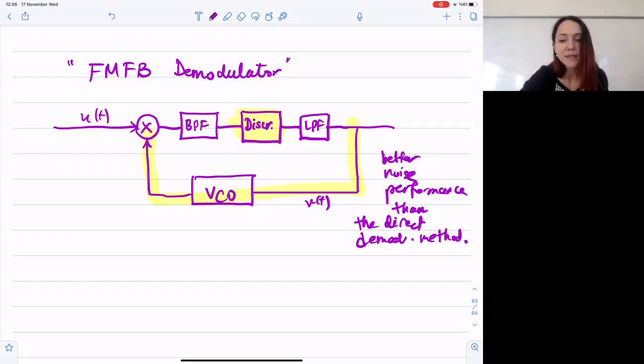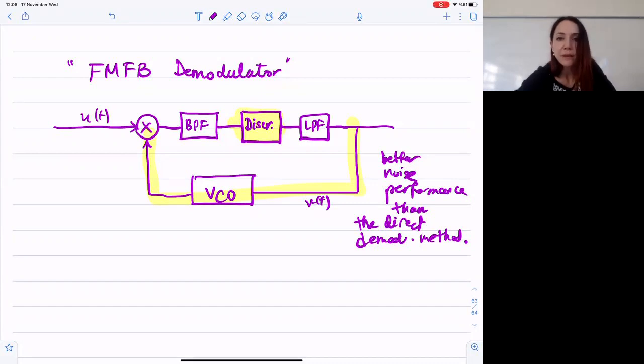You need a VCO, which means you need a sophisticated oscillator, and a good quality oscillator. Any other questions?